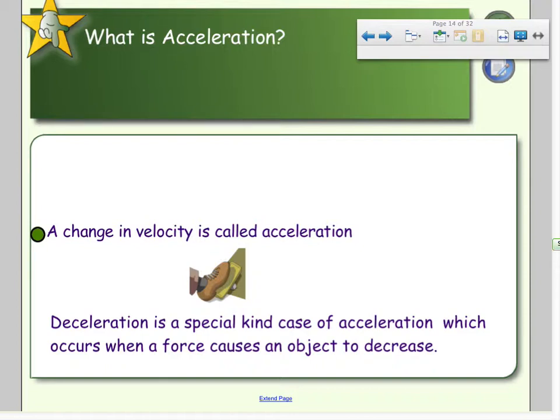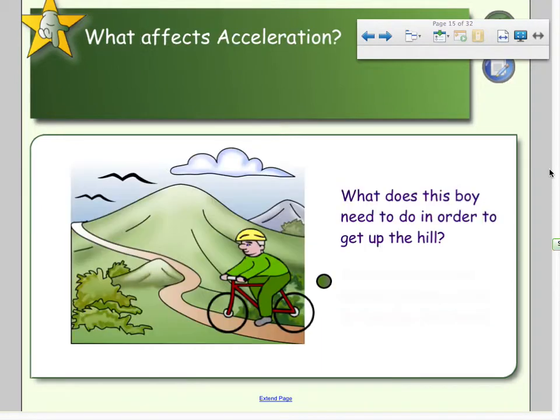Stepping harder on the gas. How else can you change your acceleration in a car? By pushing the brake. Stepping on the brake would be considered deceleration, because now we're slowing down. We're changing the speed. All right.